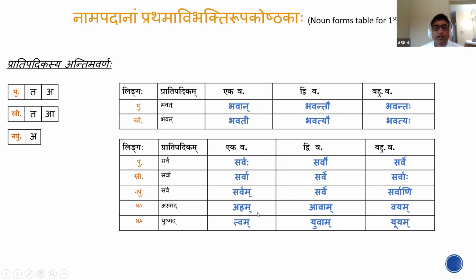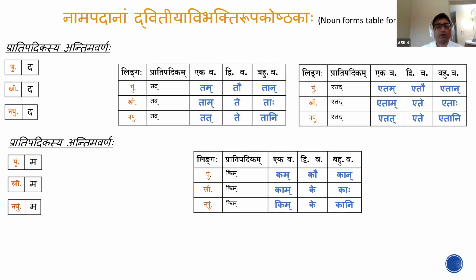And this is something connected with me and we, so don't forget it, and you will not forget. Aham, avam, vayam. Tvam, yuvam, yuyam. These are different because they are in madhyama purusha and uttama purusha. They are unique, there is no parallel to that. So with that, we will go to tritiya.